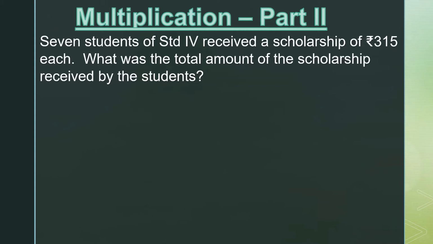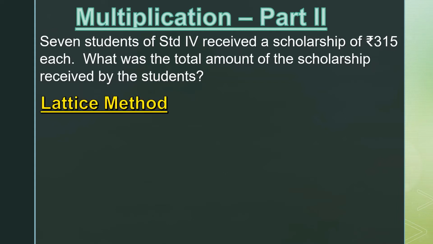We can find the total scholarship amount by multiplying 315 by 7. To multiply 315 by 7, we have learnt two different methods, that is lattice method and vertical arrangement of multiplication. These are the two methods which we have learnt in Standard 3. First, let us solve by using lattice method.